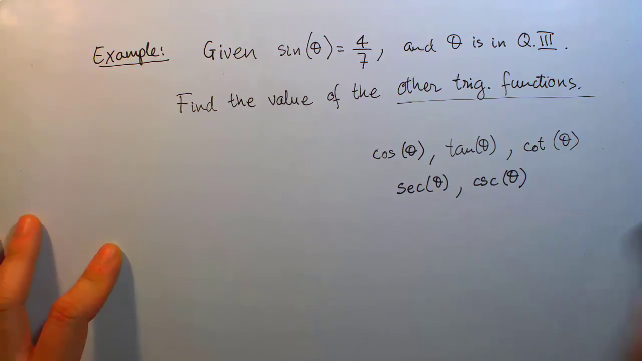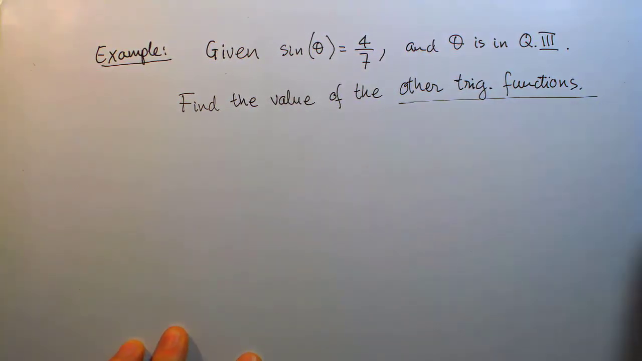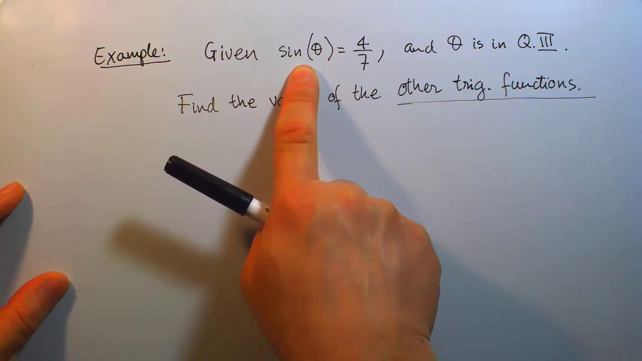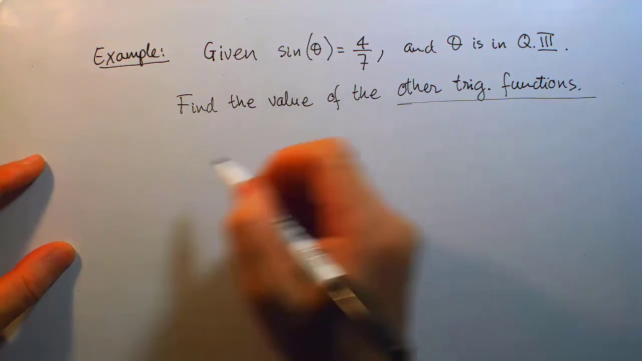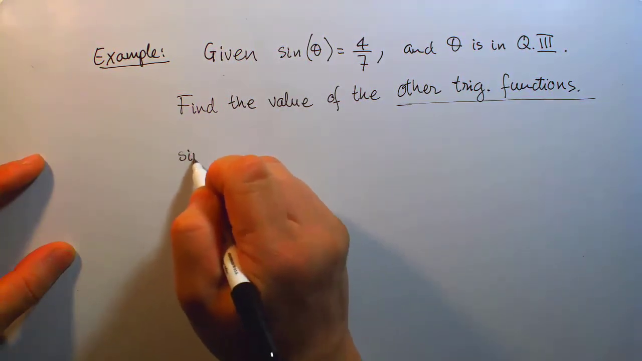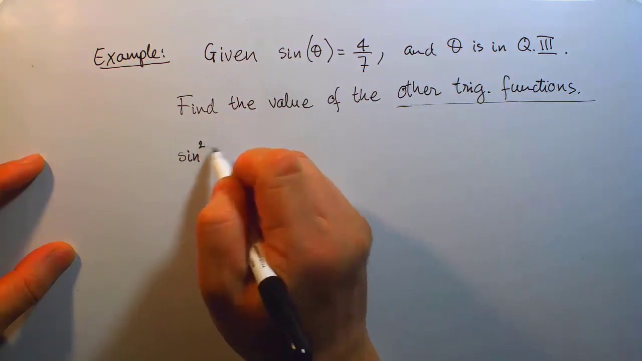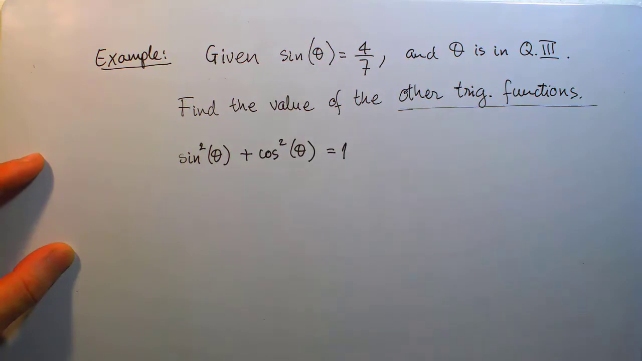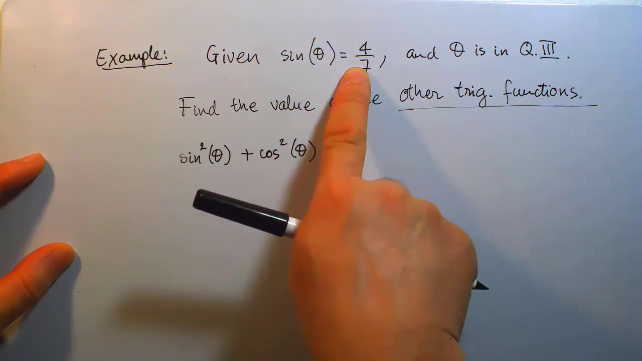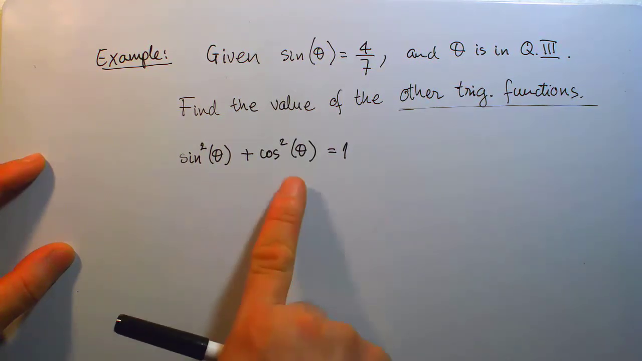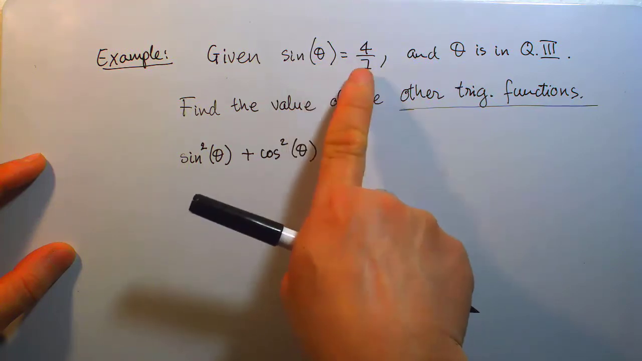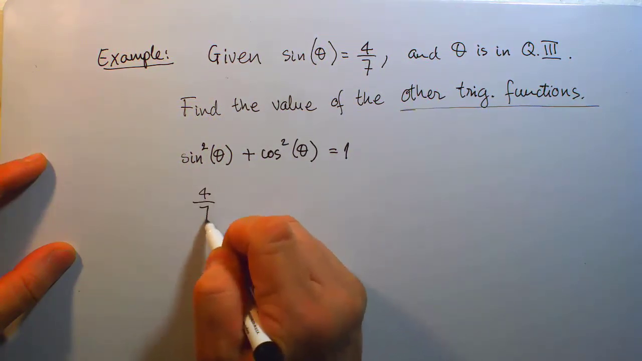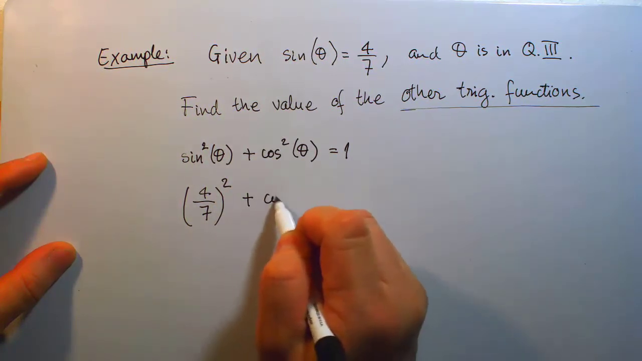Let me quickly clear out this list, and we're going to go through them one by one. We have seen similar examples in some past lectures. The Pythagorean identity famously says sine squared of theta plus cosine squared of theta equals 1. Now we can start using the sine value given previously. So we substitute sine of theta equals 4/7 in place of sine theta, and that produces (4/7) squared plus cosine squared of theta equals 1.